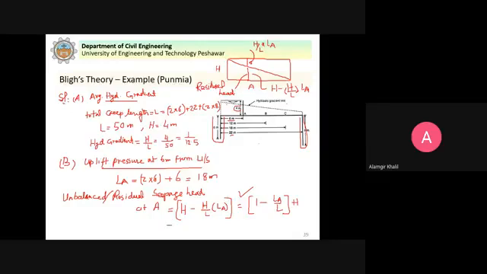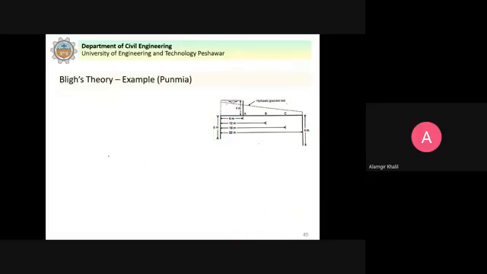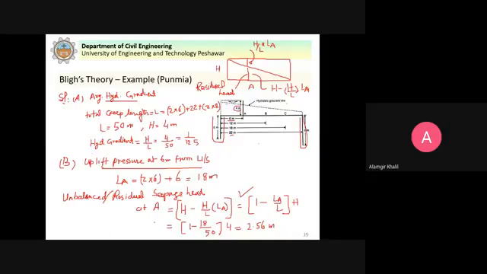So now we can calculate this. Just you need to put the values. This will be equal to 1 minus, what is LA? 18. What is L? That is 50. And multiply by H, which is 4. So this comes out to be 2.56 meter. Now we have calculated this HA. This is actually your HA, small HA.